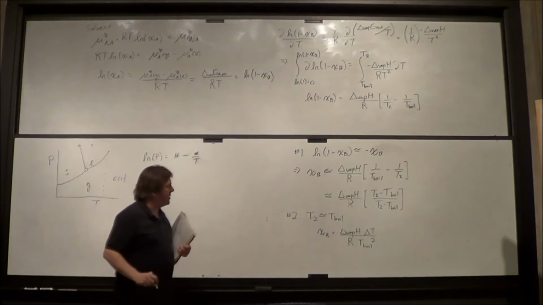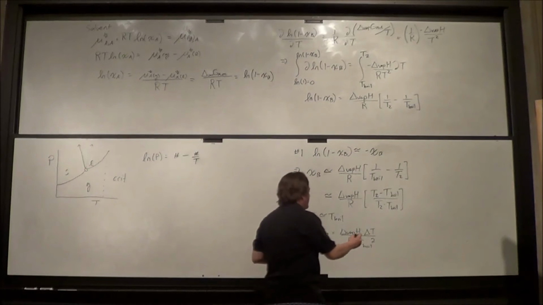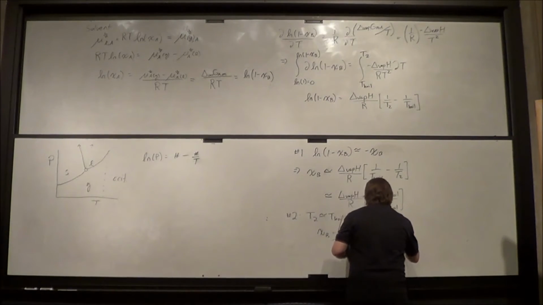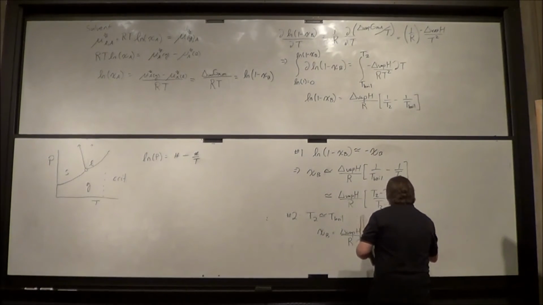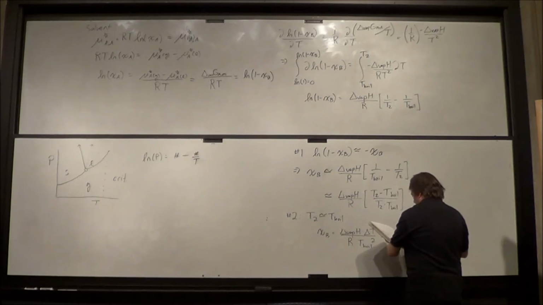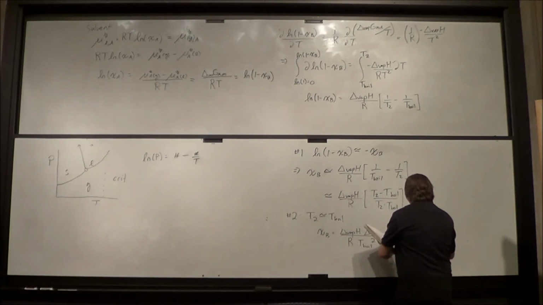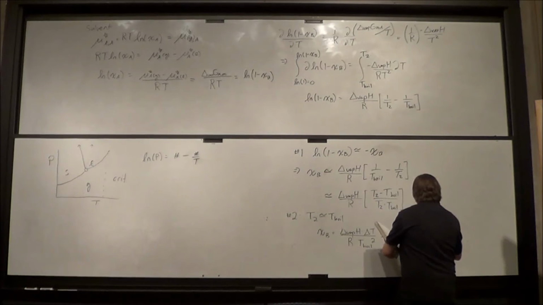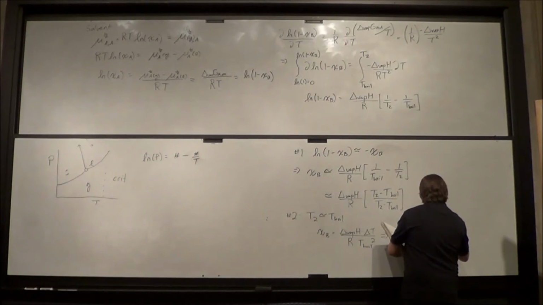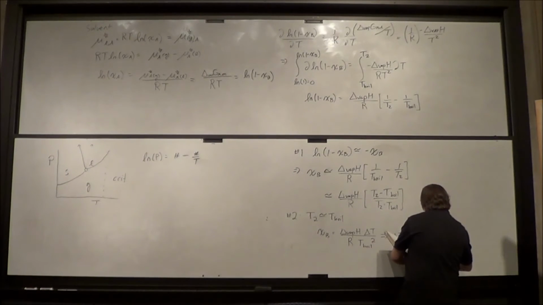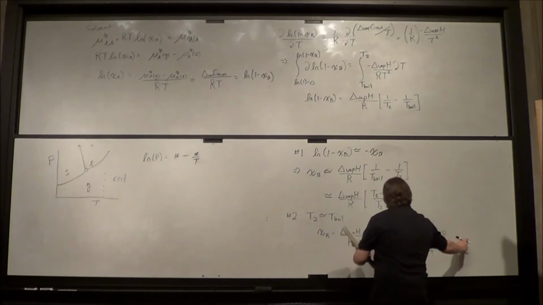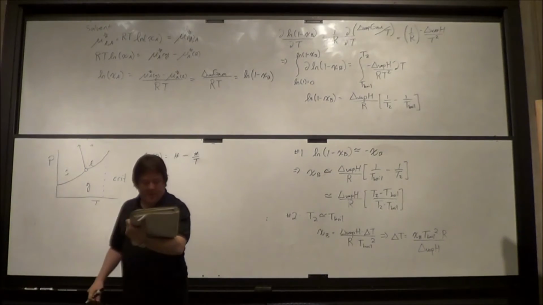Now what you really want to solve for is delta T. And that is, therefore, chi b times T-Boyle squared times R over the vaporization enthalpy. There you go.